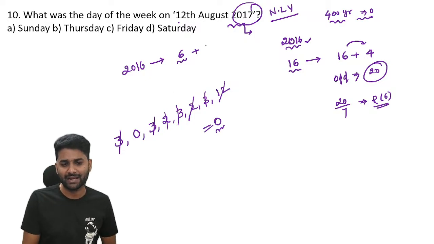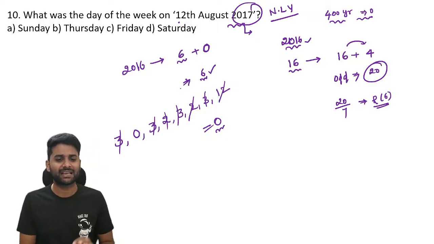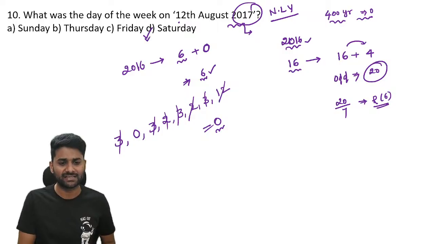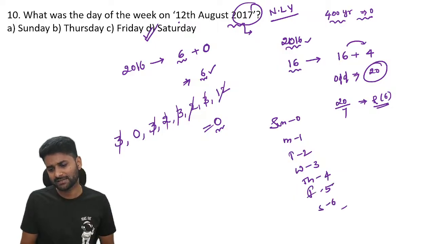So you should add the number of odd days of 12th August 2017, which is 0. Then the total answer is 6. As you know, which day does 6 represent? It's a Saturday. See, Sunday is 0, Monday is 1, Tuesday 2, Wednesday 3, Thursday 4, Friday 5, Saturday 6.